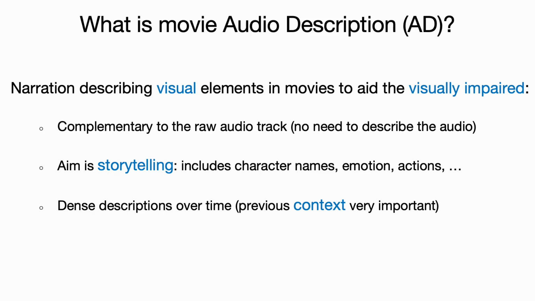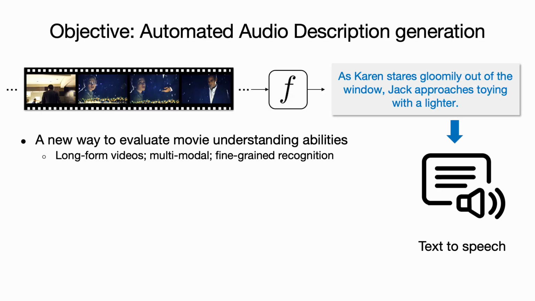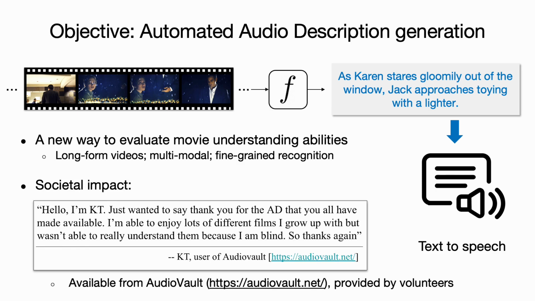AD is originally created to aid the visually impaired. AD is complementary to the raw audio track. It aims at storytelling, so it includes names, emotions, and actions, and it is densely distributed over time. We are interested in this challenging AD generation task because it requires advanced movie understanding. And importantly, the AD generation task has a great social impact for the visually impaired.